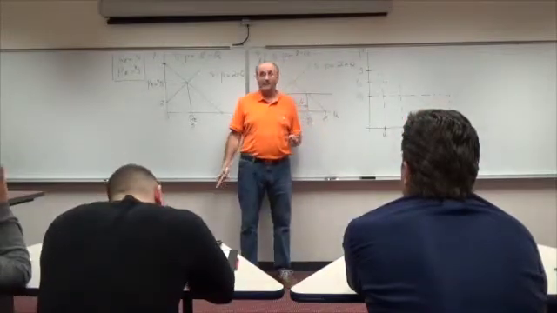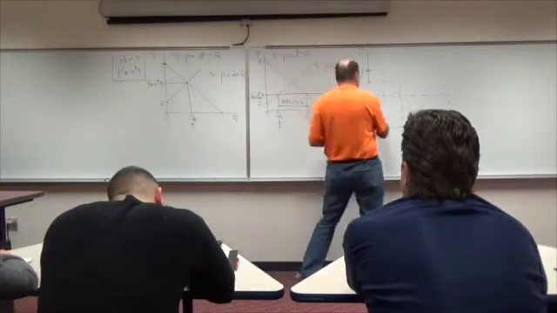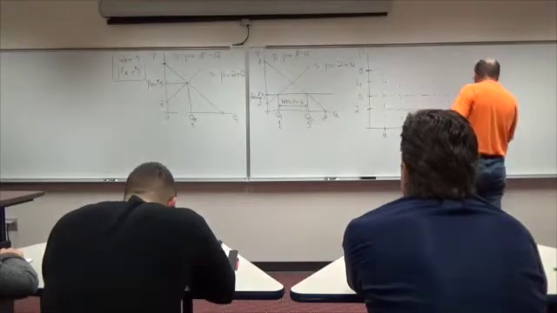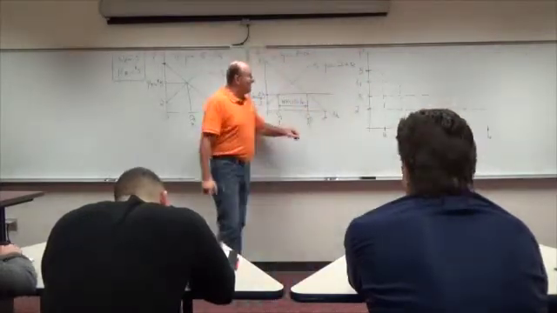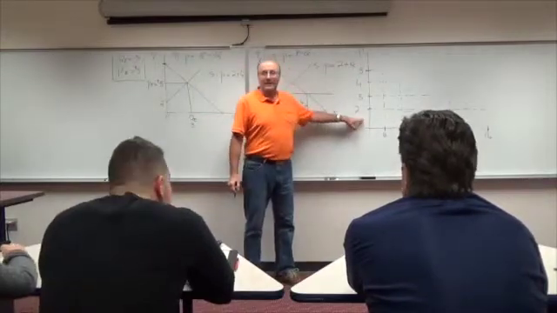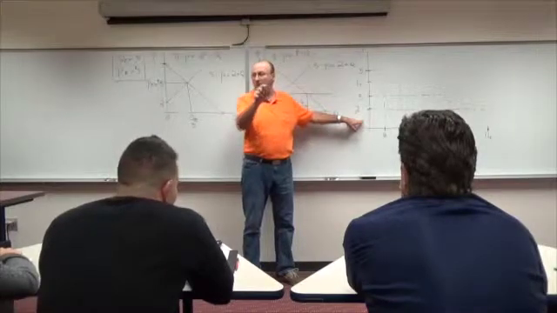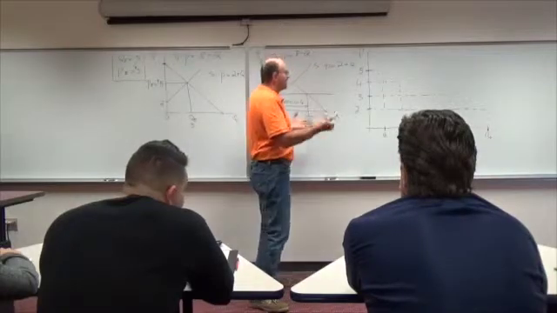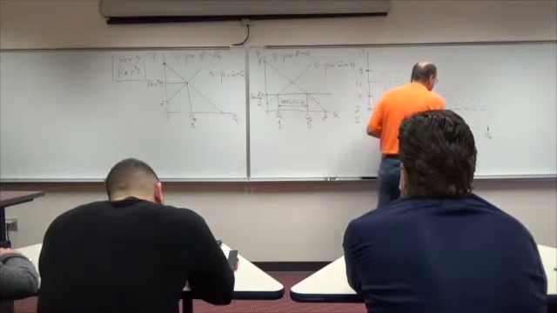$2. Anyone? 1, 2, 3, 4, 5. At $2, we have 5 more. That brings us to 14, right? 14. $1. 1, 2, 3, 4, 5. So at $1, we have 5 more. That brings us to 19. Okay?